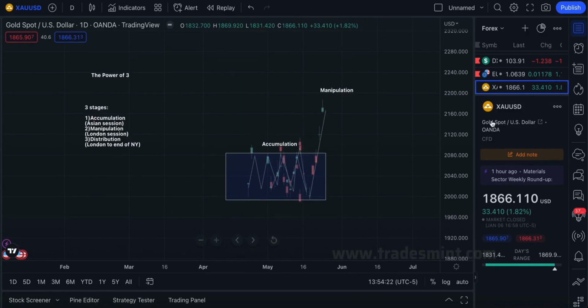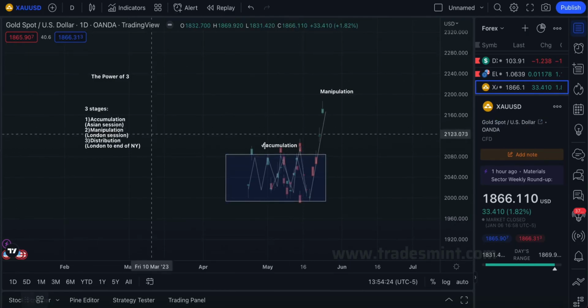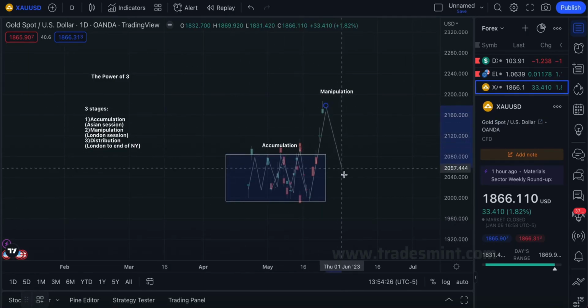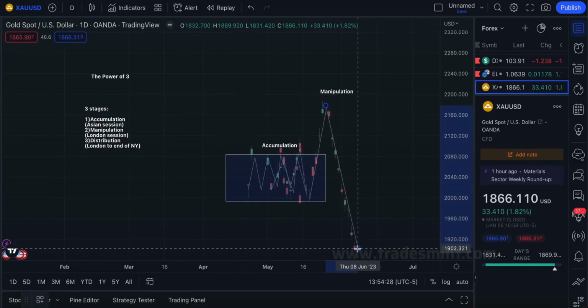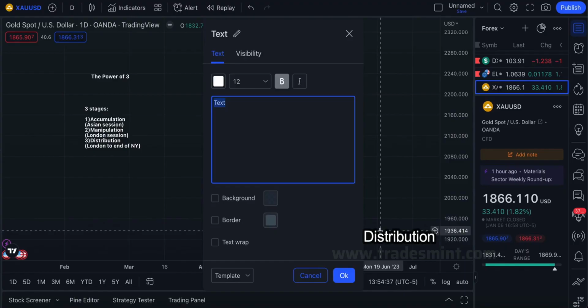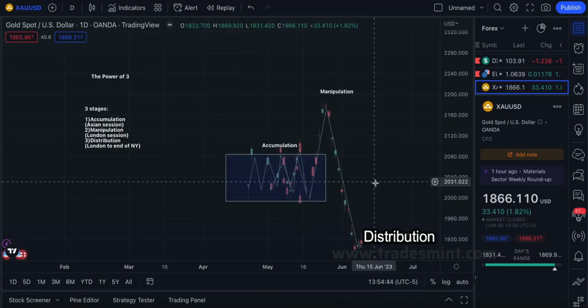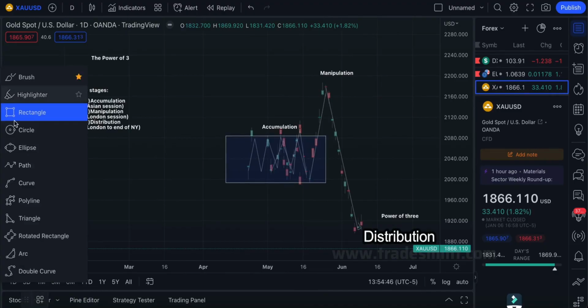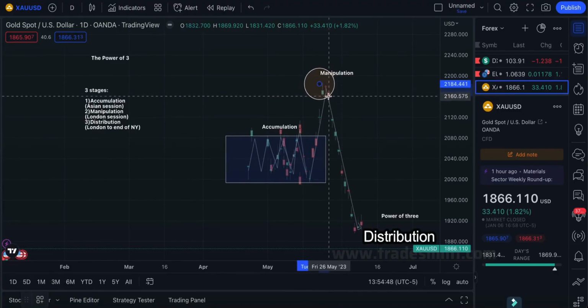And then going to New York, what happens is price grabs liquidity and it distributes all the way to the end of New York. Those are the 3 stages of the power of 3. Now, where would our entry be? Our entry should be at this point, at the manipulation point.